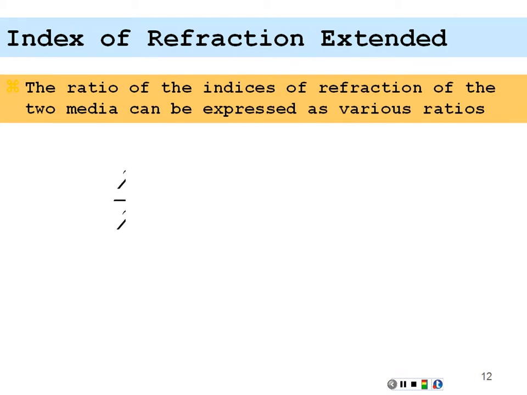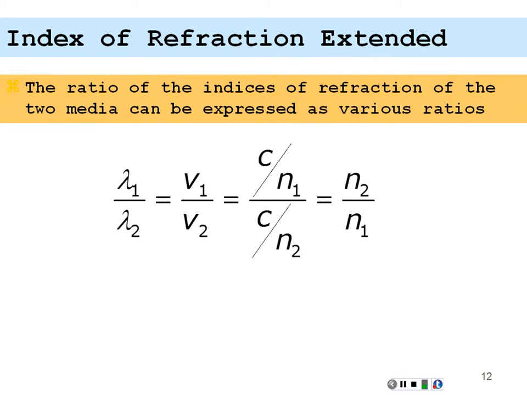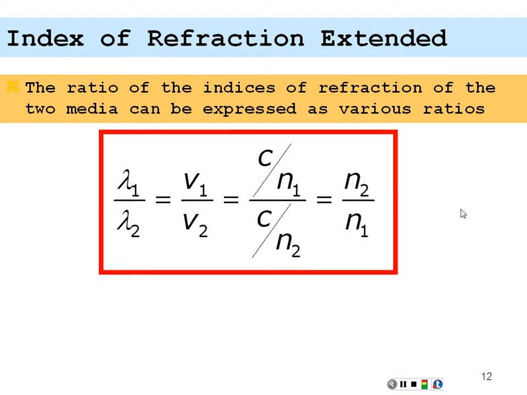The ratio of the indices of refraction of two media can be expressed in various ratios. We have it as the velocity 1 over velocity 2 is index 2 over index 1. And the same thing as the wavelength 1 to wavelength 2 is the same as the velocity 1 to velocity 2. That's equal to the speed of light over index 1 divided by the speed of light over index 2. Speed of lights cancel out, and that's what reverses our ratio of indices. So here's a useful formula you can use just for the ratio of speeds, the ratio of wavelengths between two media.